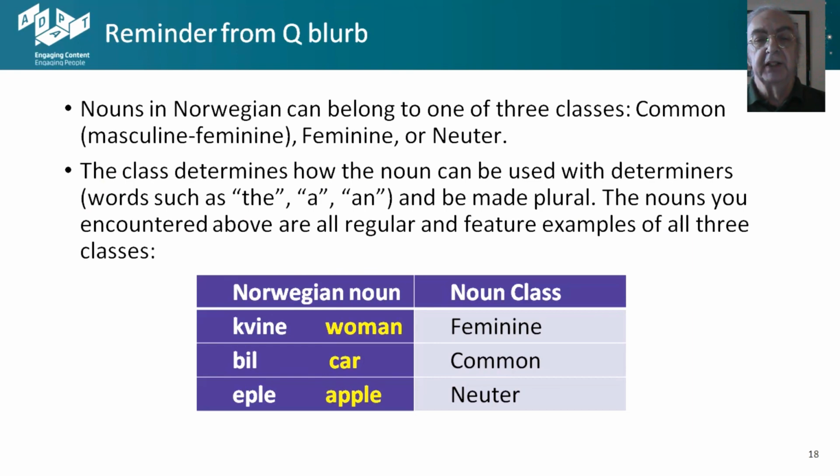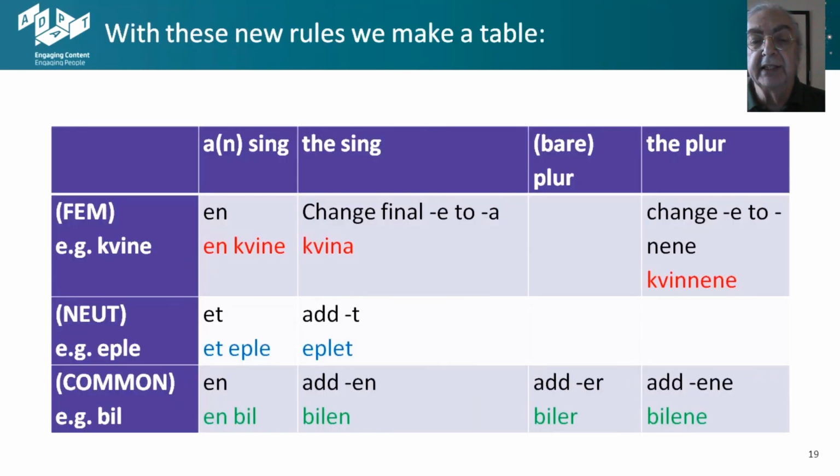Now, the next part of the problem reminds us that nouns in Norwegian belong to one of the 3 classes or genders: common, feminine, and neuter. So we can add that to the table and start to try and express the generalizations that we can see from the table as rules. So, for example, to form the definite singular of a feminine noun, it seems that you change the final E to an A. To form the definite singular of a neuter noun, you add a T, and so on.